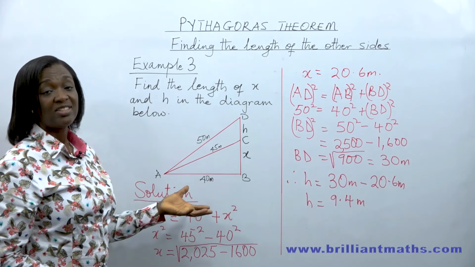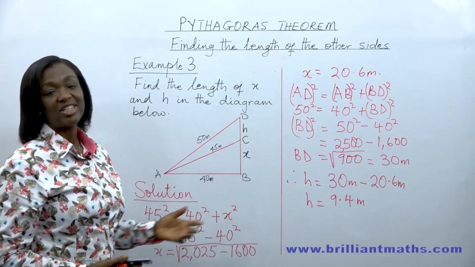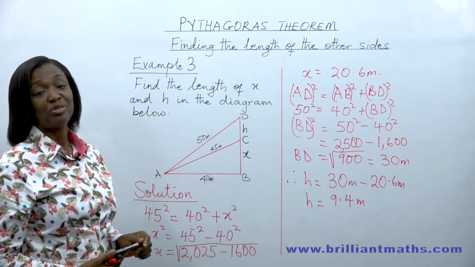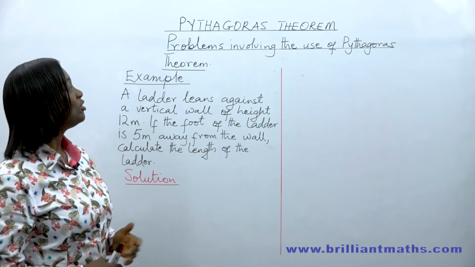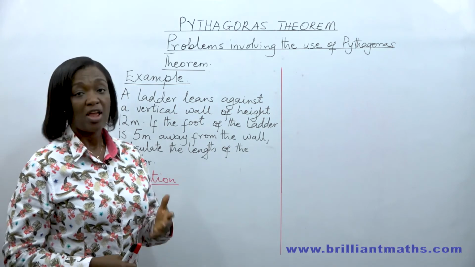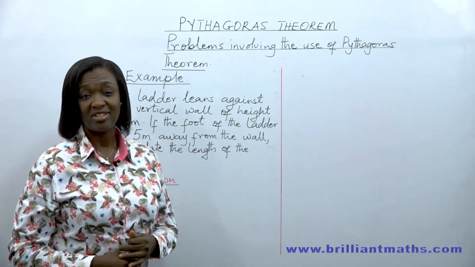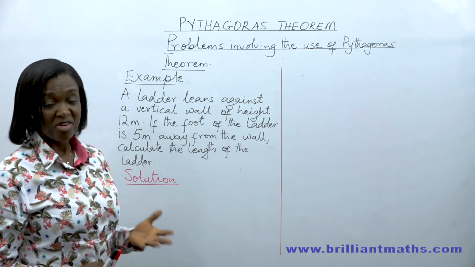For more of these examples, get a copy of Brilliant Maths Module 4. In this part of the lesson, we want to learn how to solve problems involving the use of Pythagoras theorem. Real life problems now.